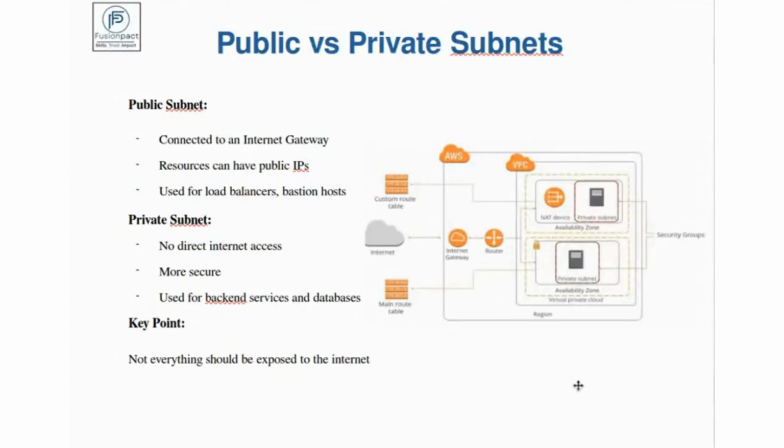This is the public subnet, which I've already discussed in the previous slide. It is connected to the internet gateway, and the resources inside these subnets generally have public IPs, which are routable on the internet. It is used for load balancers and Bastion hosts. A Bastion host is simply an EC2 instance which can be used to connect with our private instances.